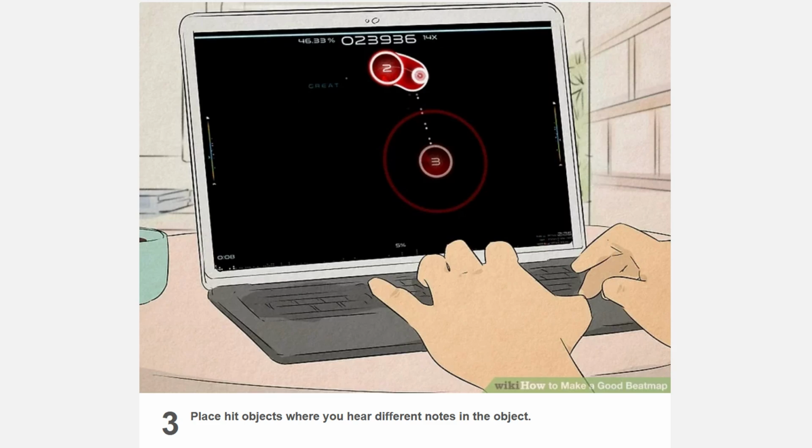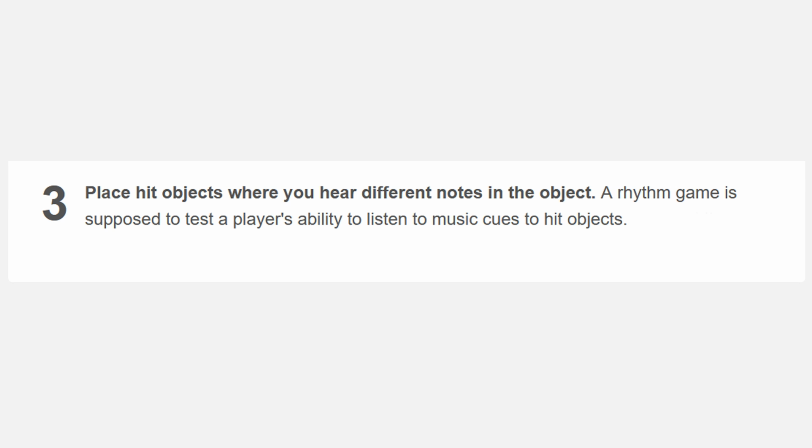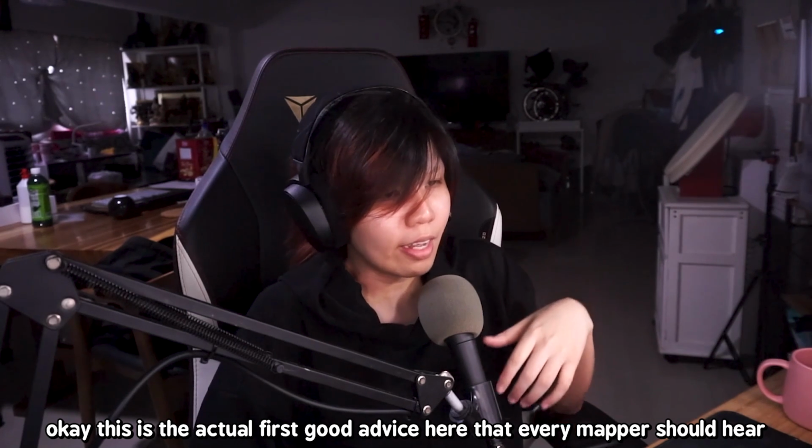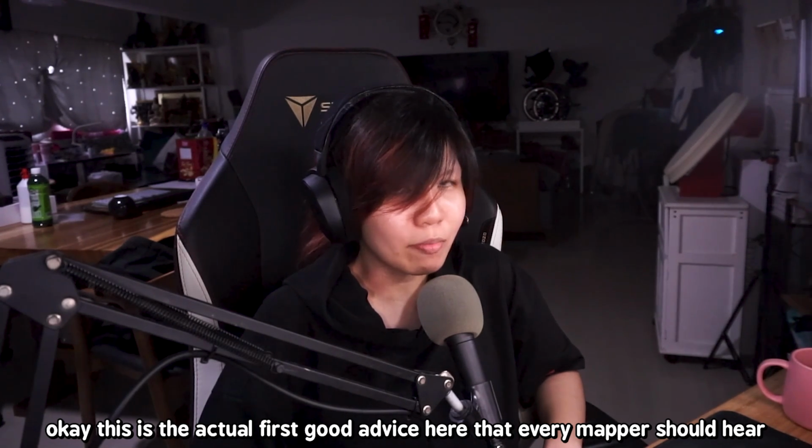Step 3. Place hit objects where you hear different notes in the object. A rhythm game is supposed to test a player's ability to listen to music cues to hit objects. Placing hit objects where there are no notes undermines that end goal. Okay, this is actually the first good advice here that every mapper should hear.